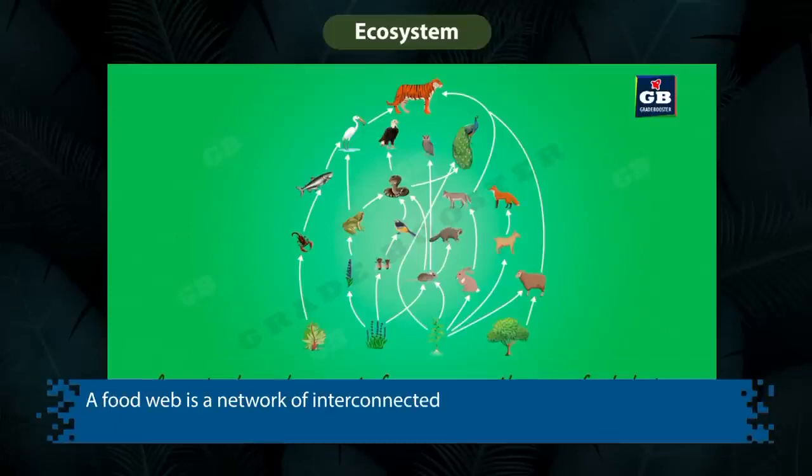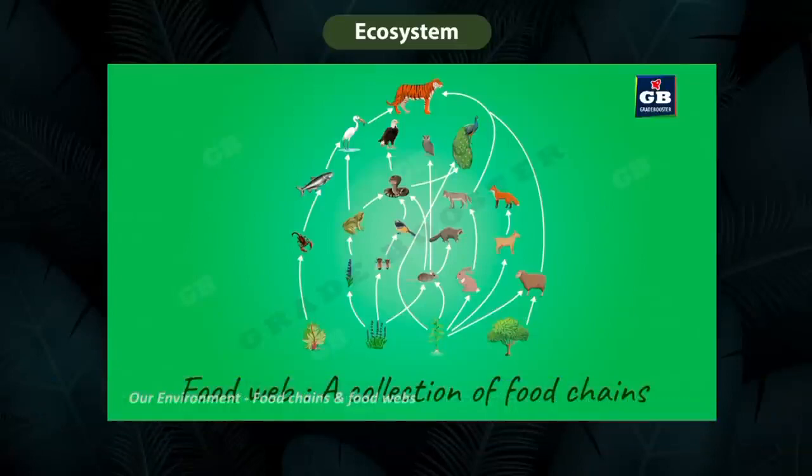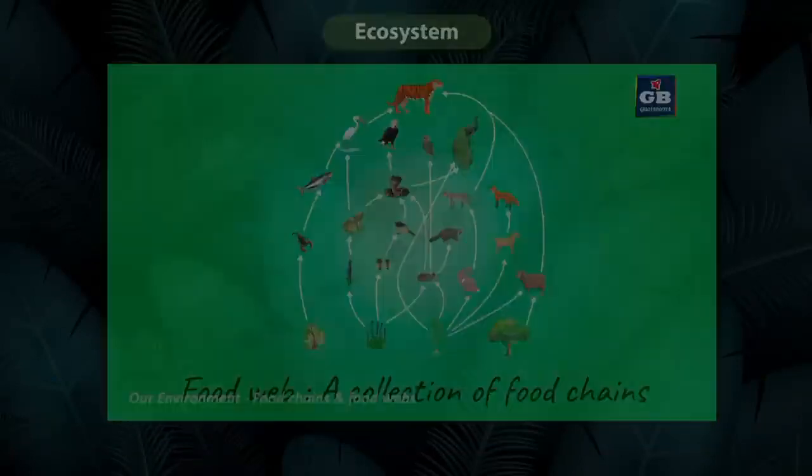A food web is a network of interconnected food chains showing the complex relationships and interactions between different organisms in an ecosystem. This is all about food chains, food webs, and trophic levels.